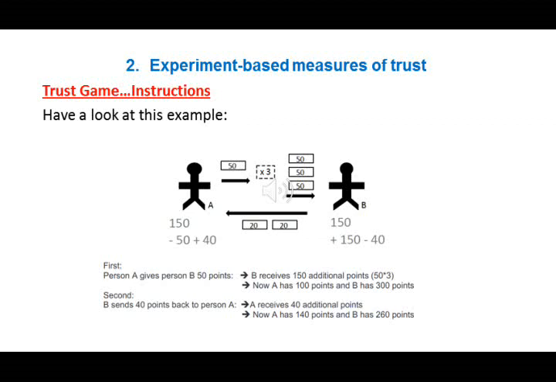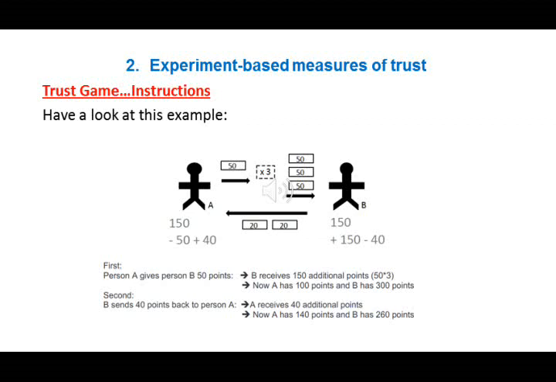As you can see, this game is trying to measure the trust level of A, the trustor, whether he will be trusting B or not by sending him some points from his own. The other thing it is trying to measure is the trustworthiness of B, and whether B will be respecting this trust or betraying this trust, by asking him whether he wants to return any amount of money to A.